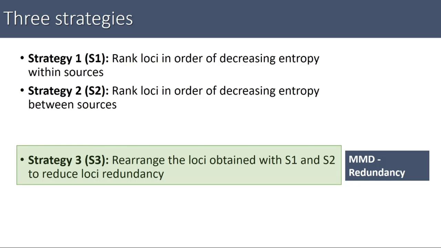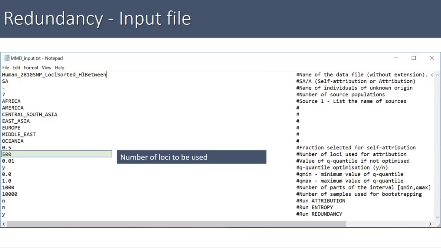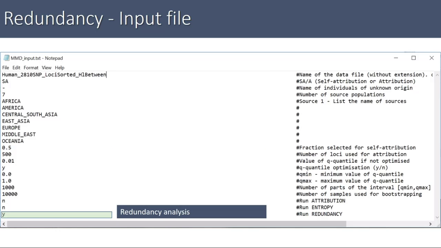The last block of this tutorial shows the use of the program to implement strategy 3 through the analysis of loci redundancy. In particular, we will refine the ordering obtained with strategy 2 to reduce the redundancy. To do this, we read the genotypes from the HL between file. We'll only consider the first 500 loci with the highest between source entropy. To analyze the redundancy of loci, we need to set the corresponding switch to Y.